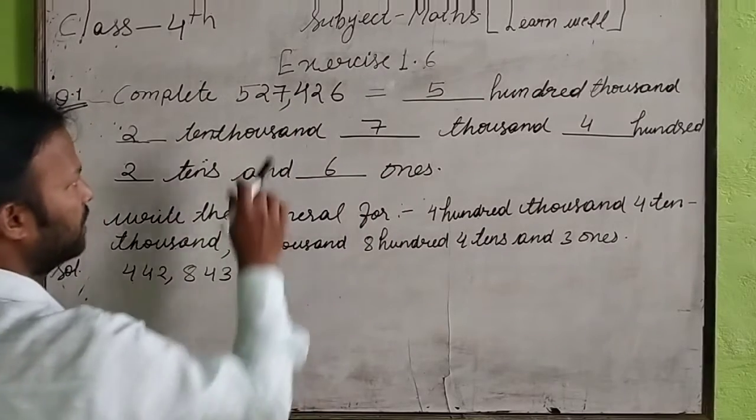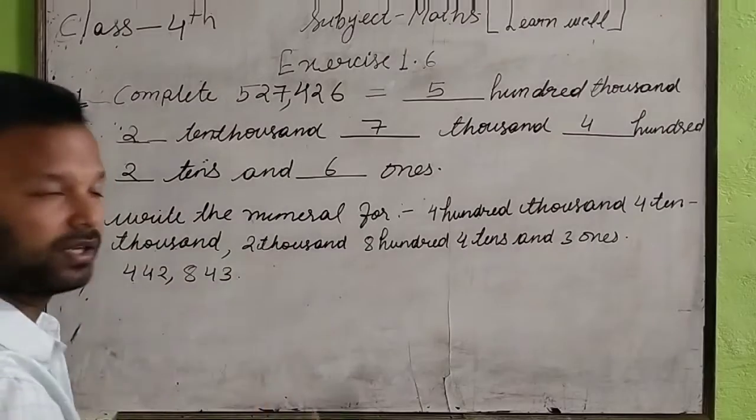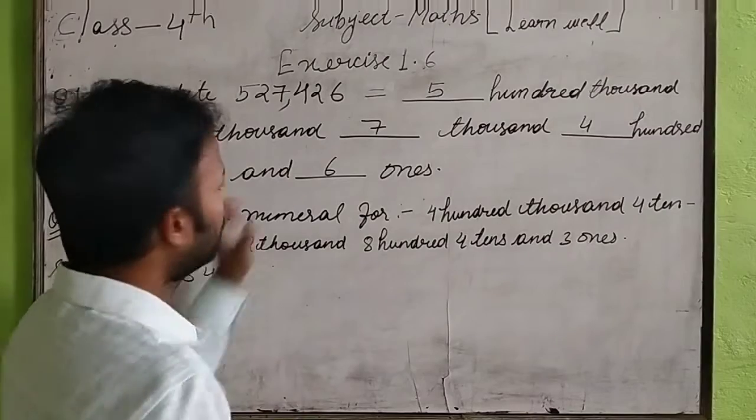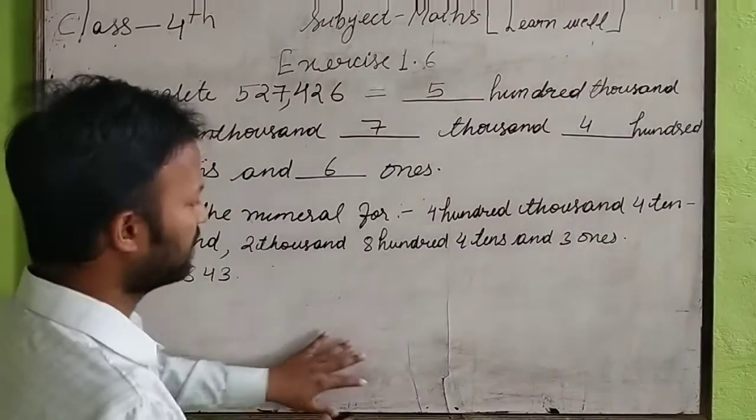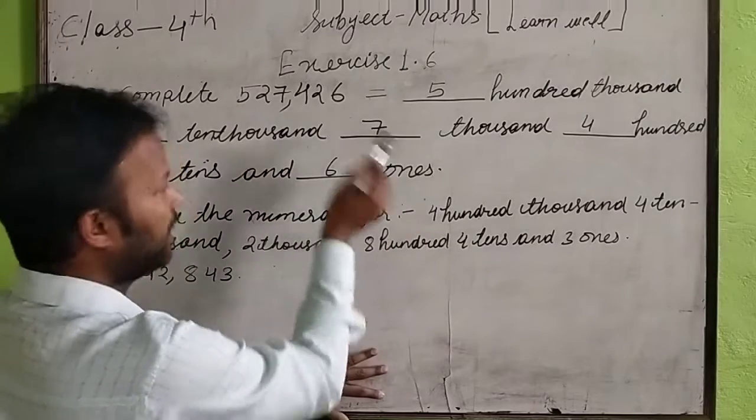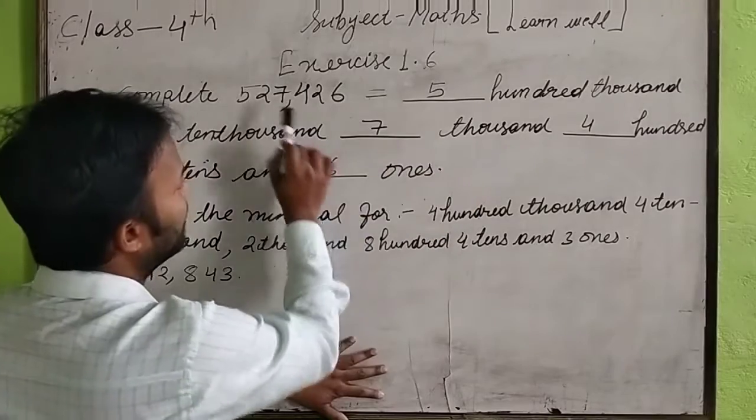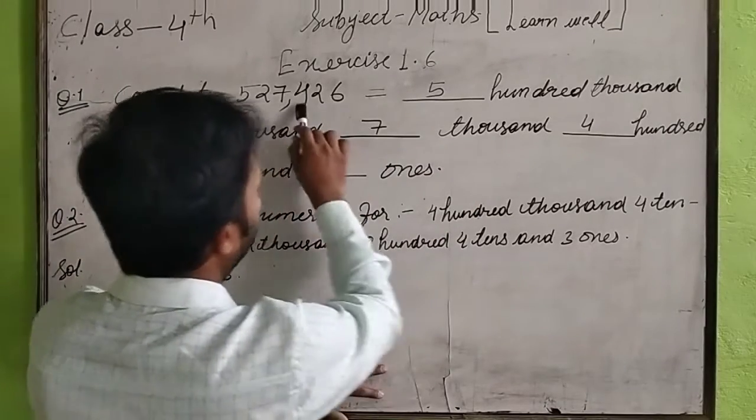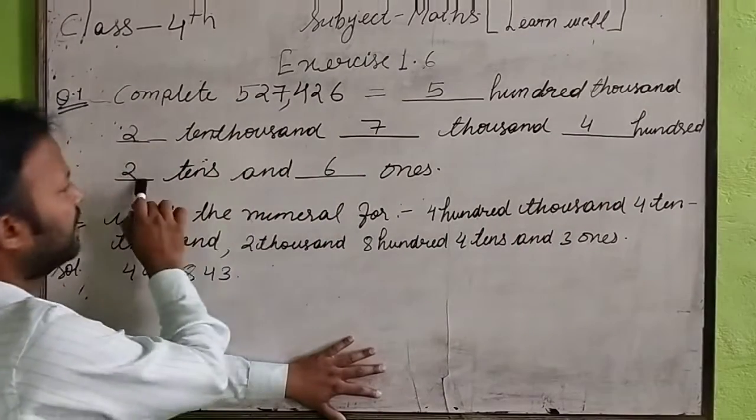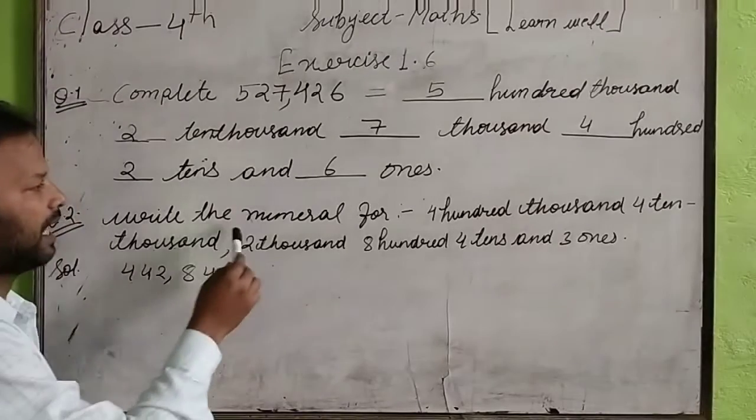6. Now you will say, sir, why are you reading this 7 as thousands, why are you reading it like this? Because in the international system we are reading it like this: 527,000. It means how many 100,000s are there? 5. How many 10,000s are there? 2. How many thousands are there? 7. How many hundreds are there? Here we will read 426. So see, how many hundreds are there? 4. How many tens are there? 2. How many ones are there? 6.